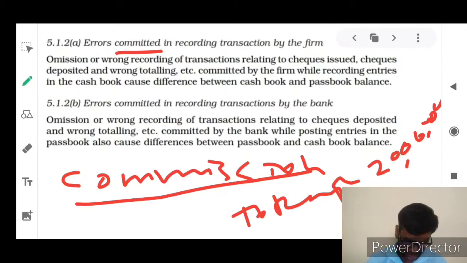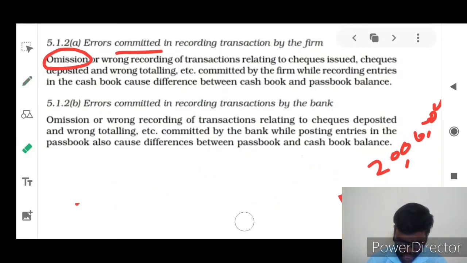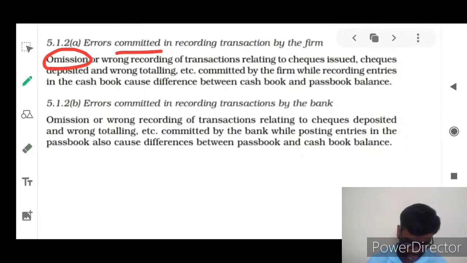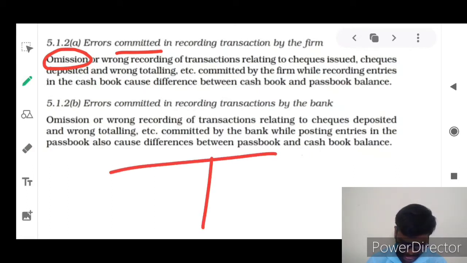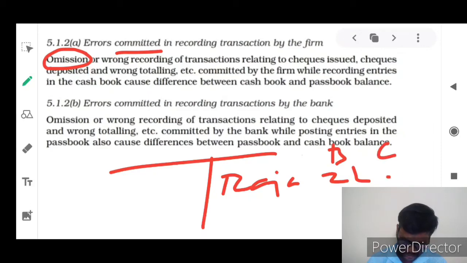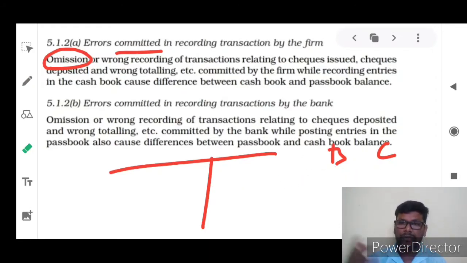And omission, what is the meaning of omission? An omission error means you fail to write the entire transaction about Raja, 2 lakh, on the cash book credit side. On the cash book credit side you should write Raja, amount rupees 2 lakh, but you fail to write this transaction in the bank column. The cash column you don't need to write anything because you issued a check to Raja. In this situation you forget to write the transaction.